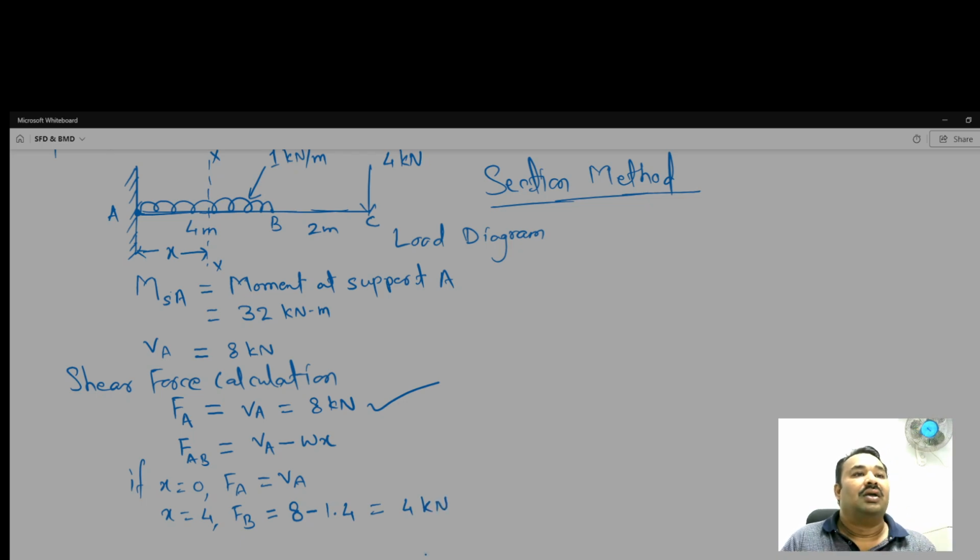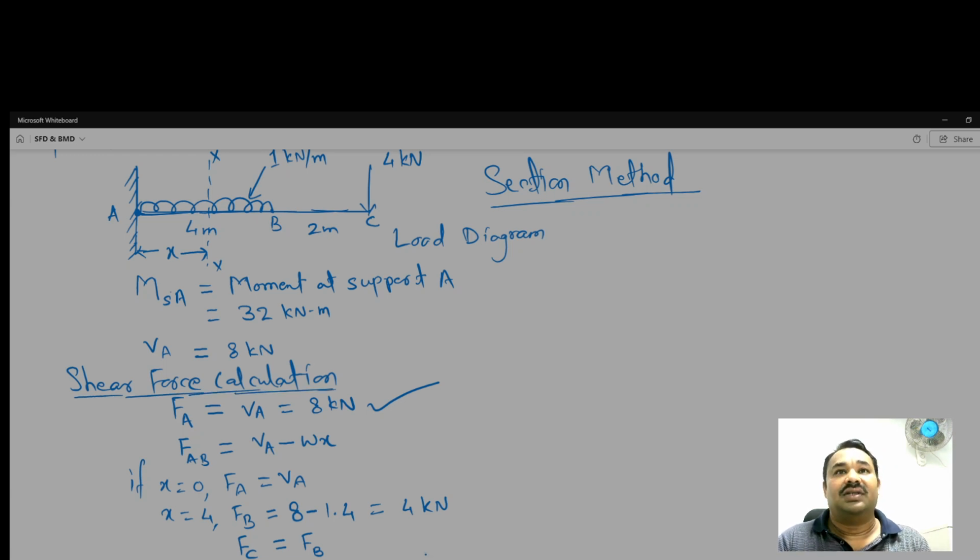Okay, and as there is no load in between the section BC, whatever load is there is at C but not in between. That's why whatever the FC means shear force at C, that will be equal to shear force at B. Okay, so this we have done for the shear force calculation.